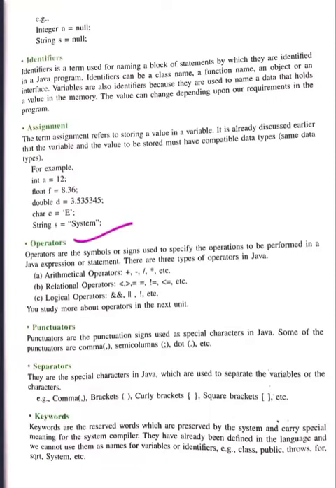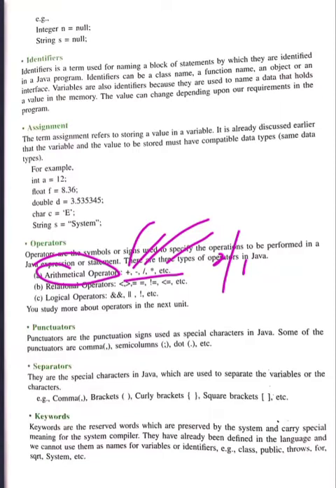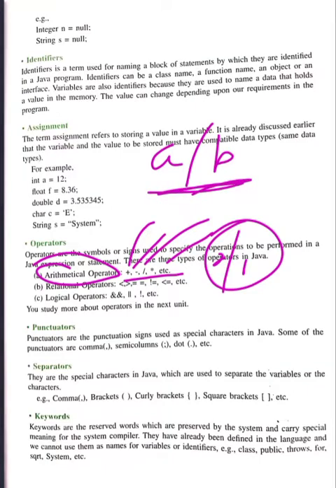Then operators, these are the symbols or signs used to specify the operations to be performed. Arithmetic operators we are having, that is related to mathematics: plus, minus, slash, asterisk and modulus. Modulus is to find the remainder after dividing, and slash is to find the quotient after dividing.